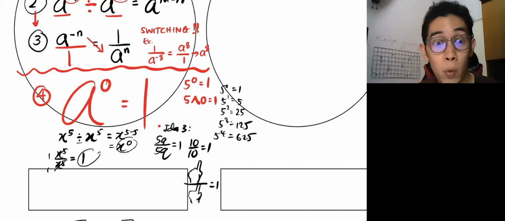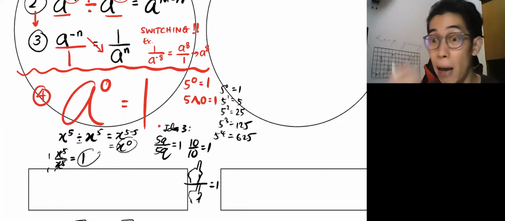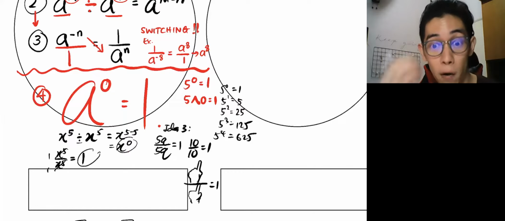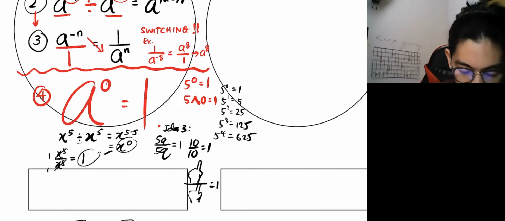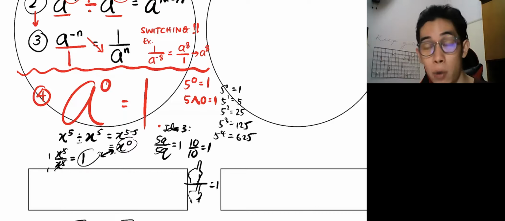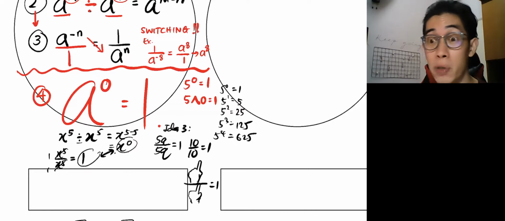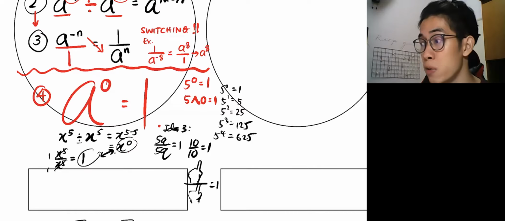X power 0 equals to 1. It's the same example, but a different way of expressing it. Your answer comes out different, but it's correct. That's why x power 0 equals to 1. Okay, so everyone, that's the reason why a power 0 equals to 1. So anything to the power 0 equals to 1.